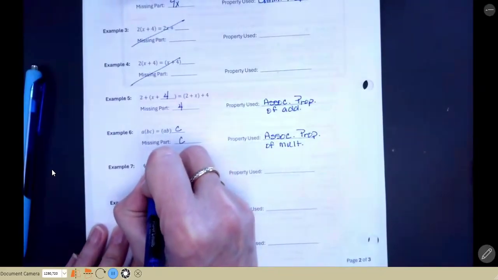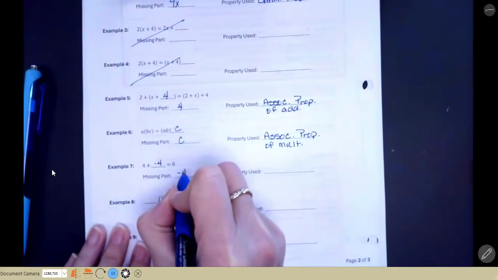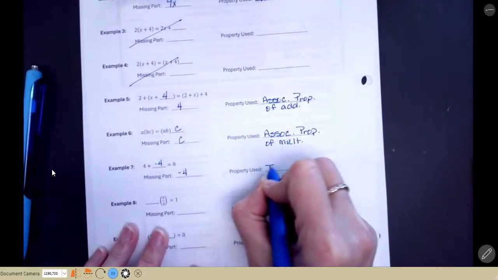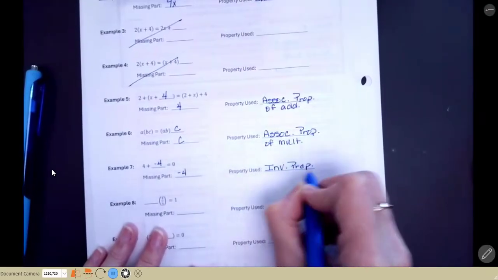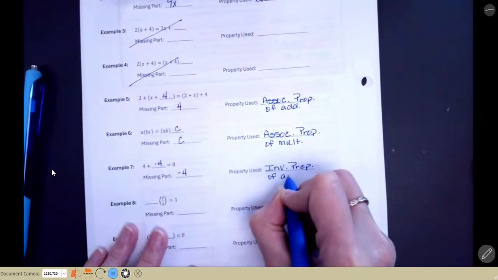This one's a little bit tricky. What would this missing part be so that when you take 4 plus a number, you get 0? -4. Good. I saw some hand gestures. -4. So in looking at the front, raise your hand if you could tell me. Okay, Noah? Yeah, inverse property. And it is of addition. Again, you don't need to write that part, but just inverse property is okay.